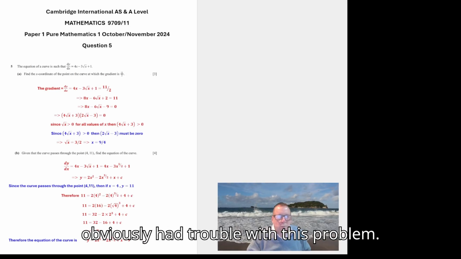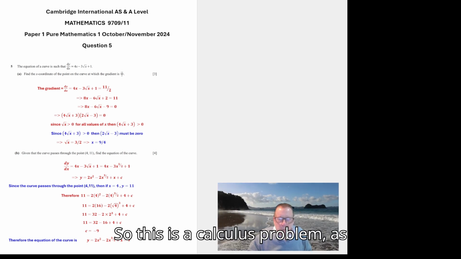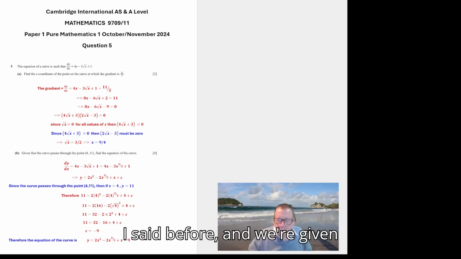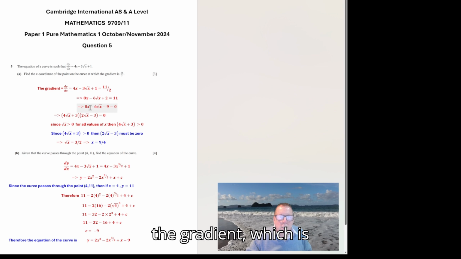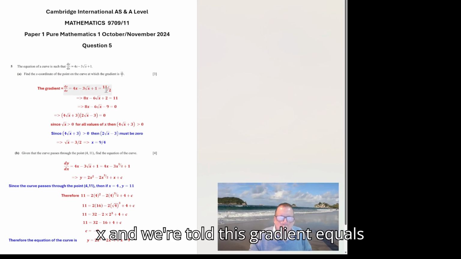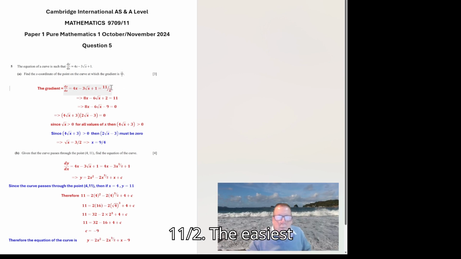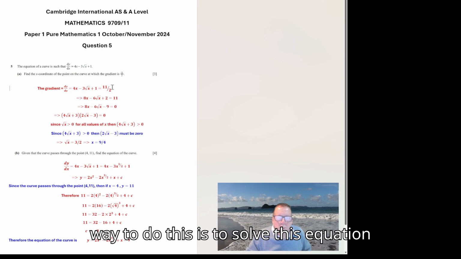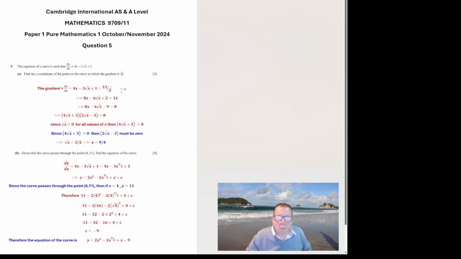Welcome to scene 2. You obviously had trouble with this problem. So this is a calculus problem, as I said before, and we're given the equation of the gradient, which is dy/dx equals 4x minus 3 root x plus 1, and we're told this gradient equals 11 over 2. The easiest way to solve this equation for x is to double each side.